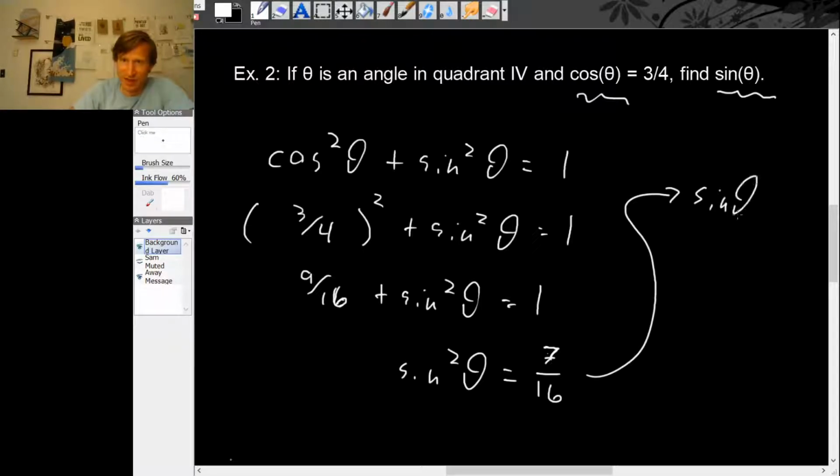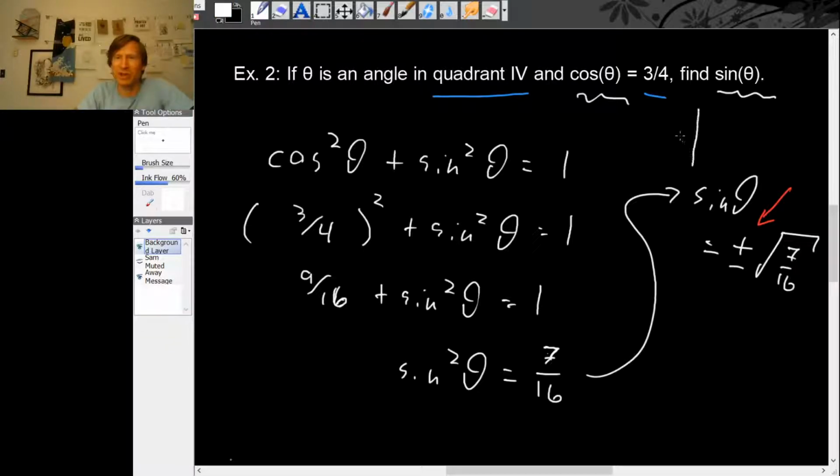So sine of theta is, well, wait, when you take a square root on both sides of an equation, you get a plus or a minus. And this angle is some particular angle. We don't know what angle it is, but it's some particular angle. And so its sine should either be positive or negative. It can't be both. So let's think a little bit more about this angle. It's an angle in the fourth quadrant whose cosine is 3 over 4.